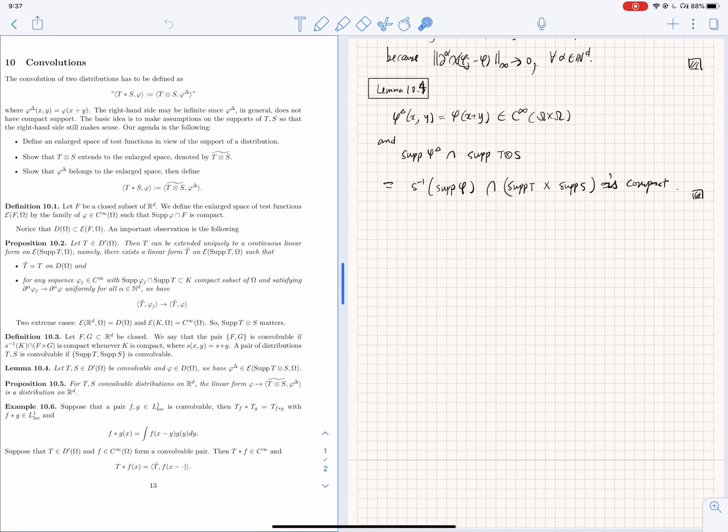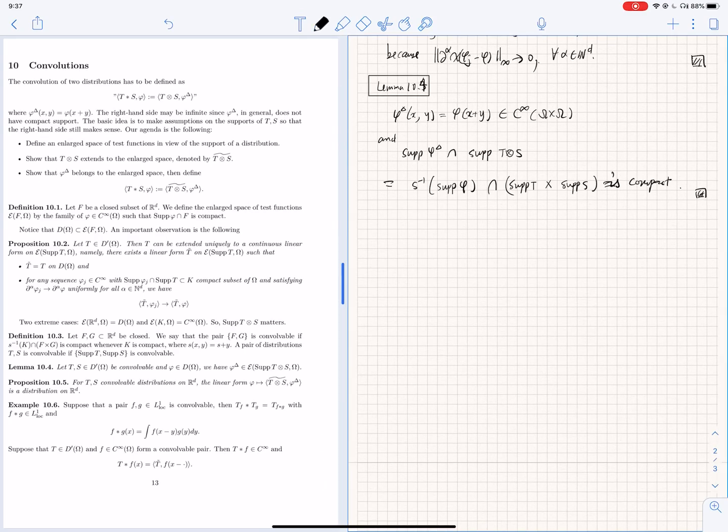We already showed that this guy is finite by showing lemma 10.4, right? Phi delta belongs to the enlarged space of test functions, so that this guy is well defined and finite. So it remains to show that this is a linear form on the space of test functions, as a linear form of phi. So let's do this. Proposition 10.5. So there are two things. The first, we're going to show linearity.